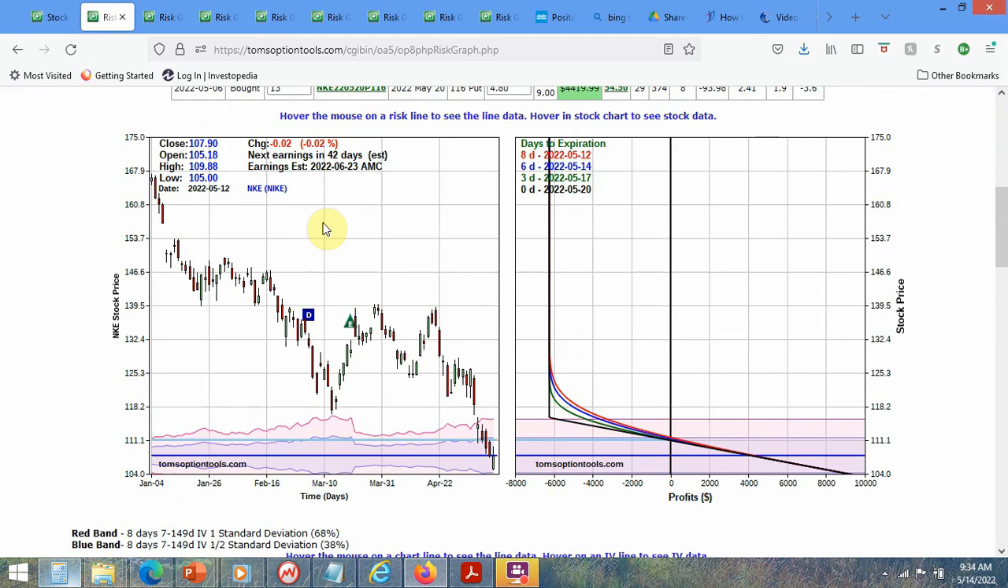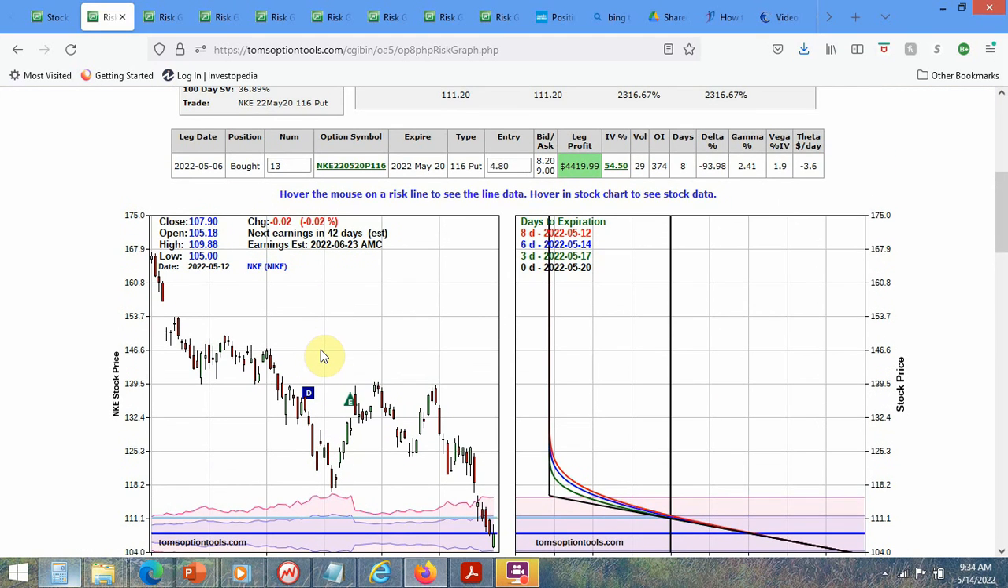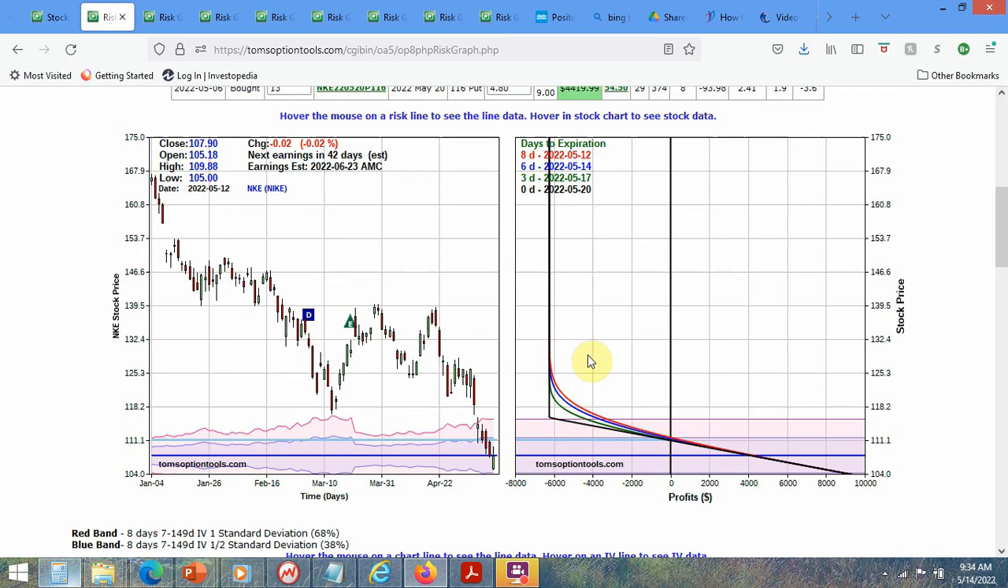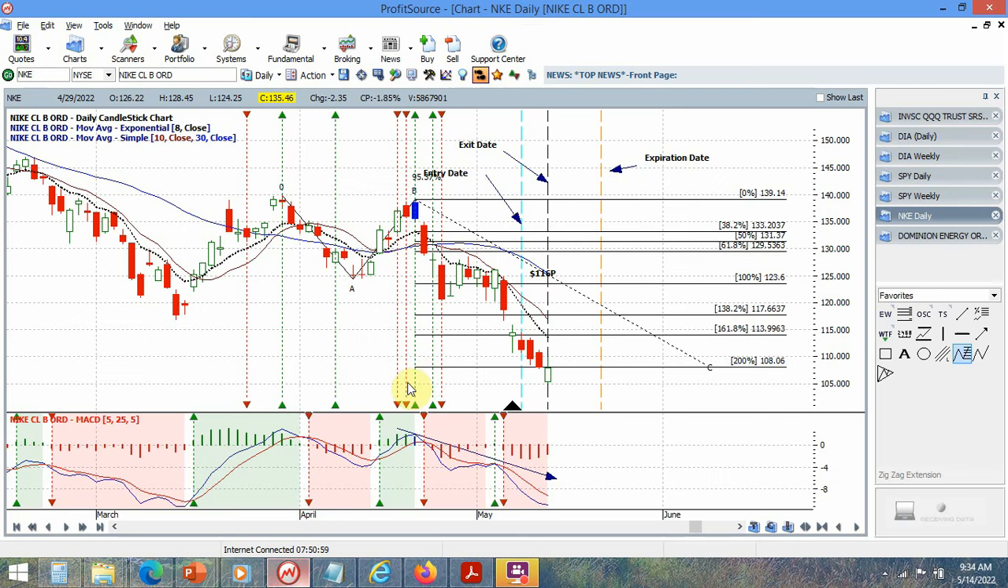So in actually 4 trading days, I was able to get out of this, and out of the 22 days, I still have 8 days left. So hopefully this explains how I analyzed this trade, put it together, and then executed it.